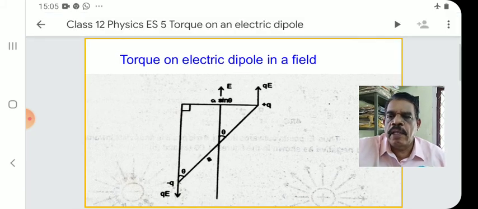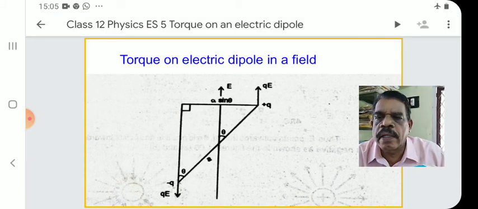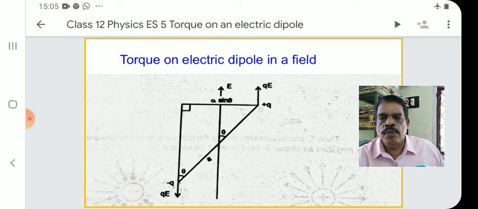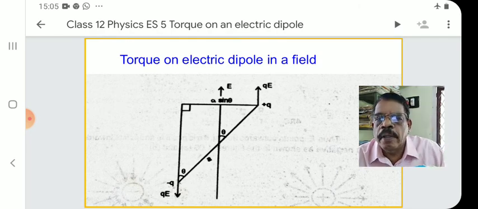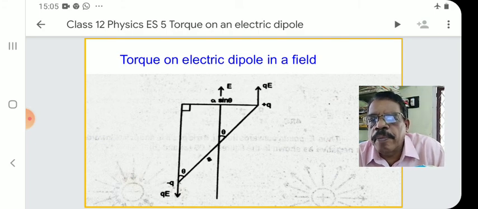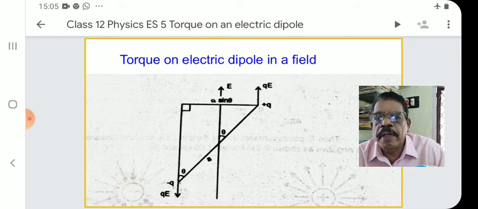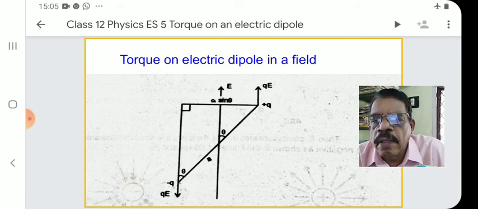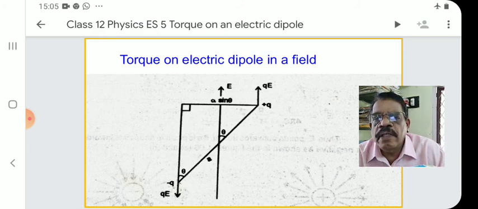So the title is torque on electric dipole in a uniform field. Look at the figure. Here in the figure, a dipole is shown. It is inclined, with plus q and minus q charges. Their separation is given as A. It is in a field of intensity E, inclined at an angle theta to the field direction.